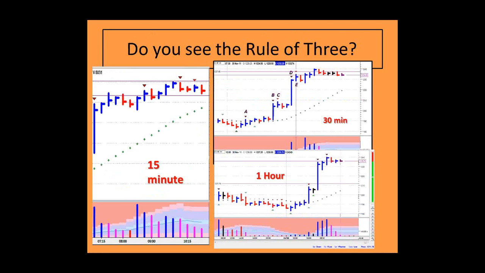So now here's the rule of 3. We have 3 time frames. We have a 1-hour, which is what I just showed you. This is no supply coming in, supply coming in, supply coming in. Here's our 30-minute, supply coming in, supply coming in, supply coming in, supply coming in, supply coming in.